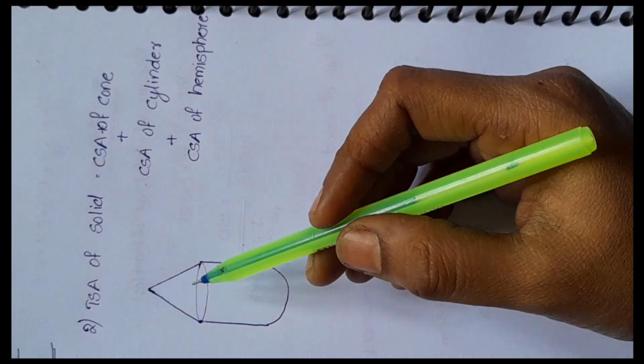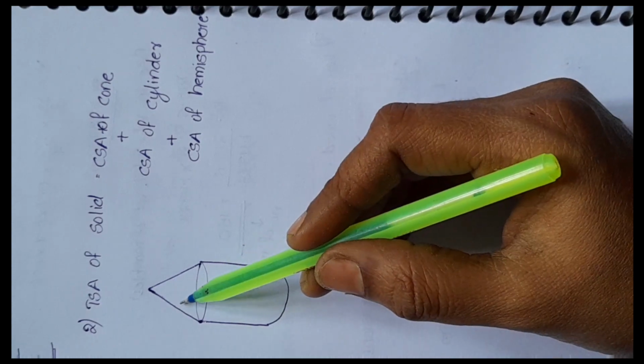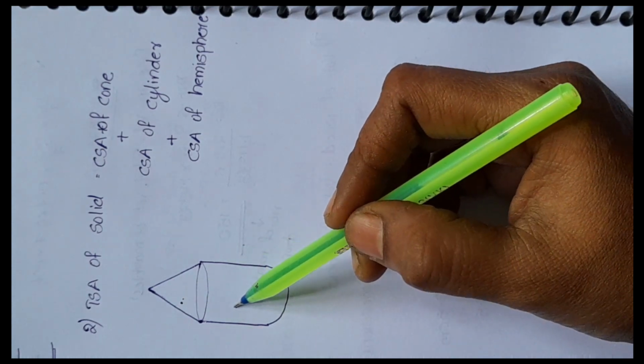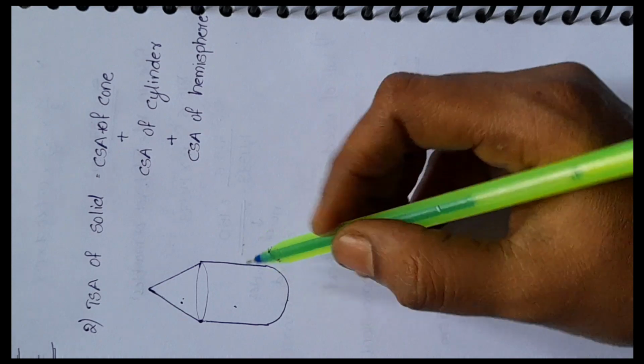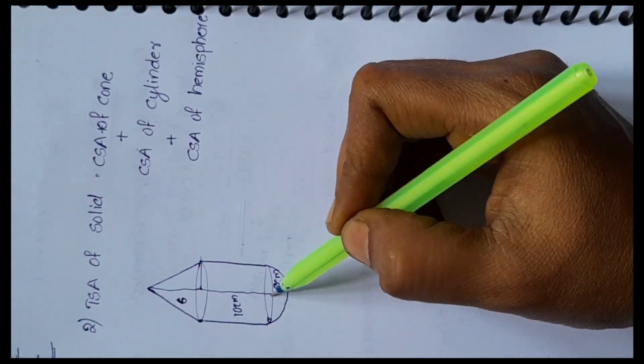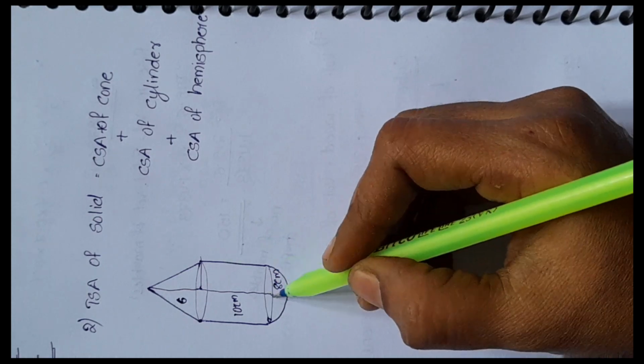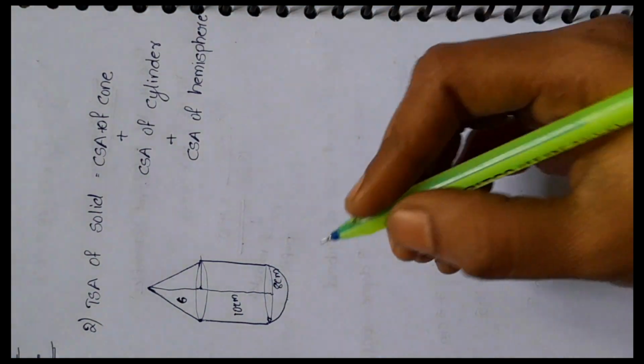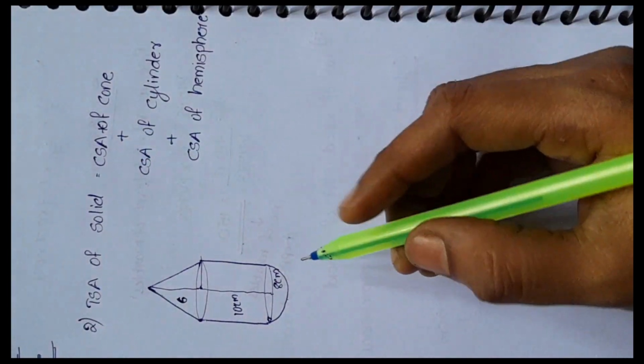Now according to the question, the solid is in the shape of this. The top is the cone, middle is the cylinder and the base part is the hemisphere. The height of the cone is 6 centimeters and the height of the cylindrical part is 10 centimeters and the radius is given as 8 centimeters. Now let us find the curved surface area of each part individually.